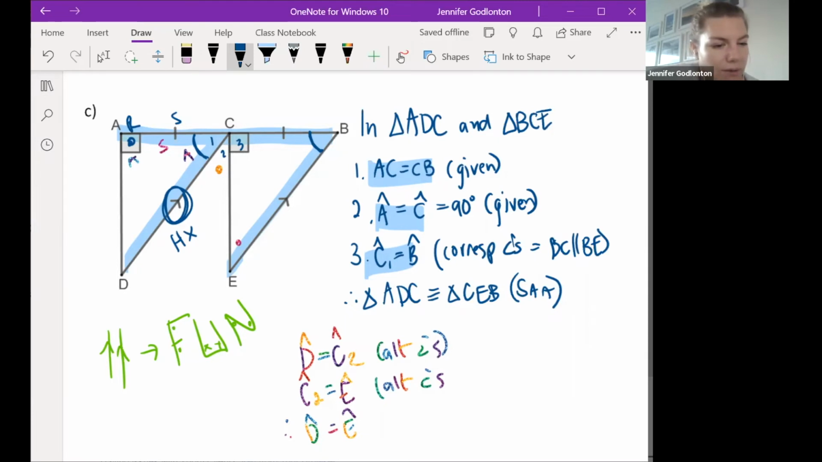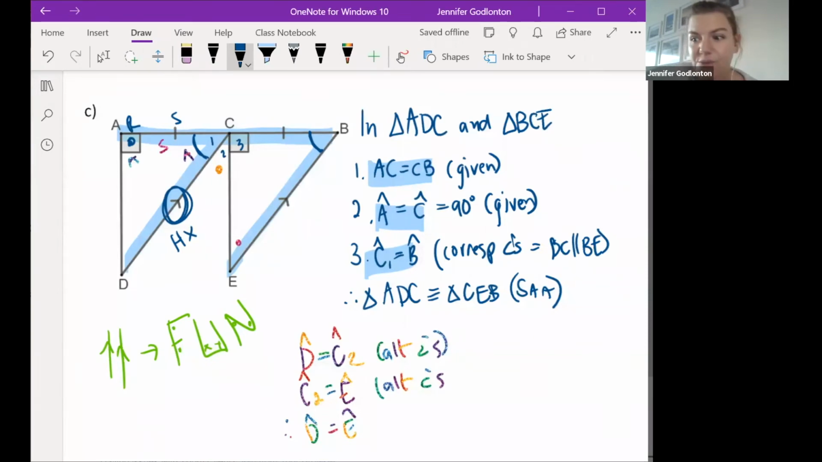Would I be wrong if I used co-interior angles? I don't see how using co-interior angles in this case would work. You would have to use multiple steps, which would be a bit of a pain. You'd get there, it would just take lots of steps.